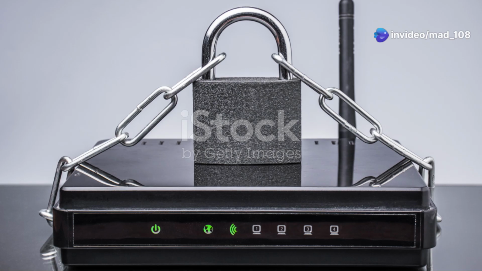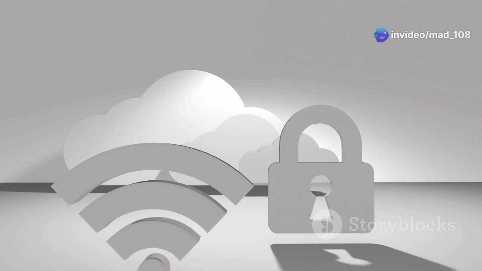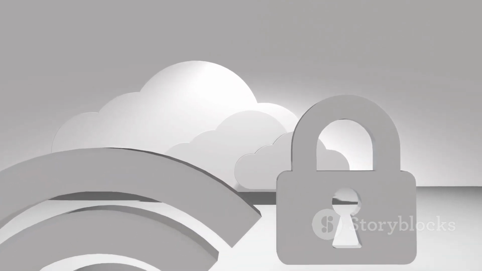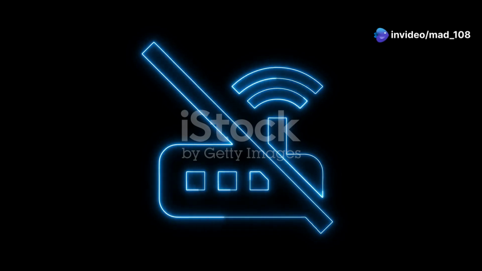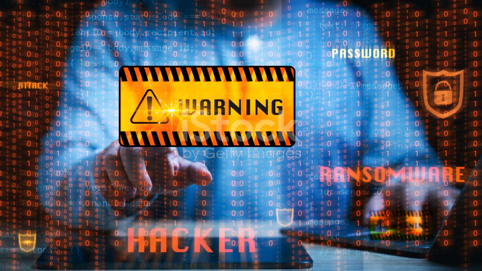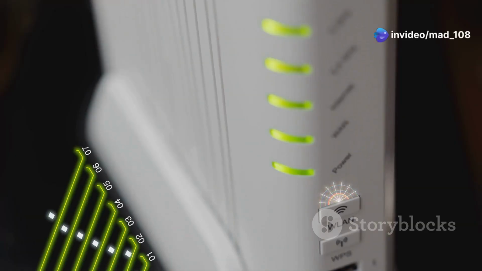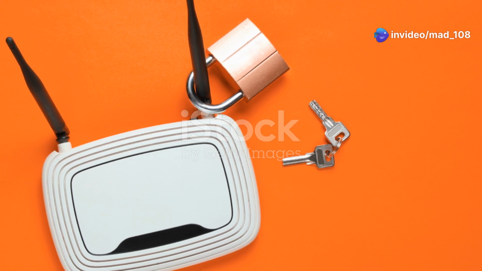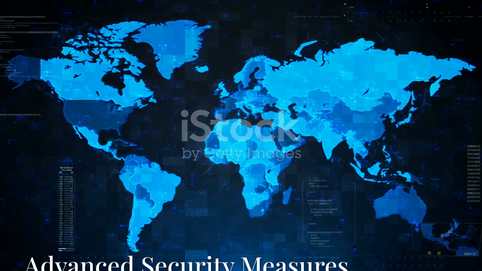Enable WPA2 or WPA3 encryption. These encryption protocols scramble the data transmitted over your Wi-Fi network, making it much more difficult for attackers to intercept and decipher. Avoid using outdated encryption protocols like WEP, which are easily cracked. Disable WPS. Wi-Fi Protected Setup, or WPS, is a feature designed to simplify the process of connecting devices to a Wi-Fi network. However, WPS has known vulnerabilities that attackers can exploit. These are just a few basic steps you can take to improve the security of your Wi-Fi network. By implementing these measures, you can significantly reduce the risk of falling victim to deauthentication attacks.